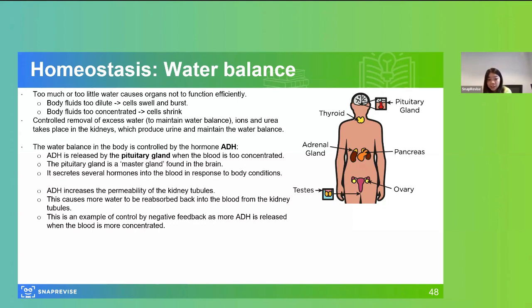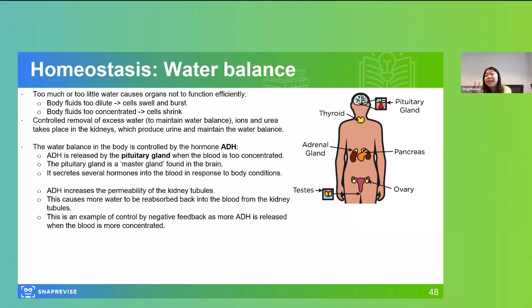The role of ADH is to increase the permeability of the kidney tubules. So if the tubules are more permeable, more water is going to be reabsorbed into our body, into the blood. And this is a very classic example of negative feedback control. So if the blood is more concentrated, so there's very little water in the blood, there's going to be more ADH released. So that's negative feedback.